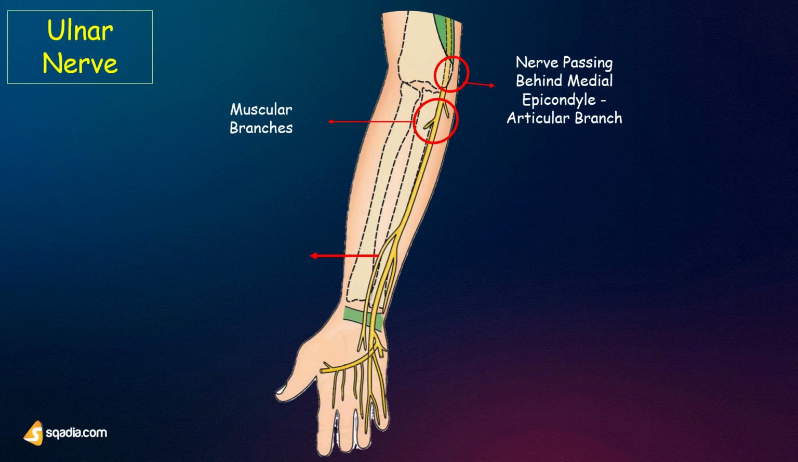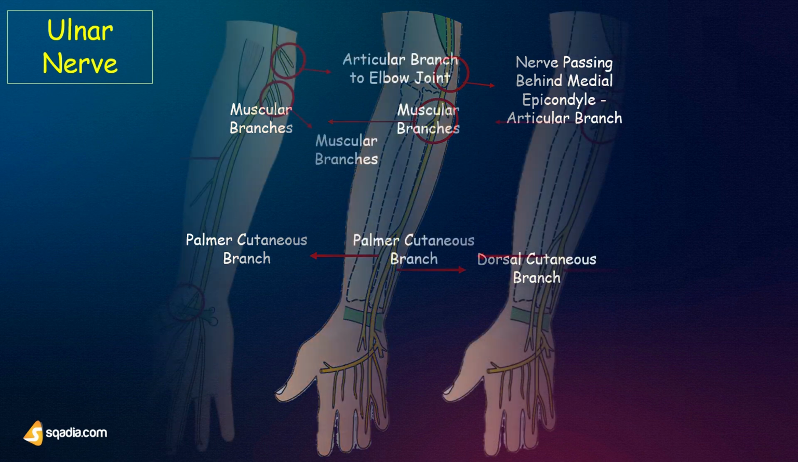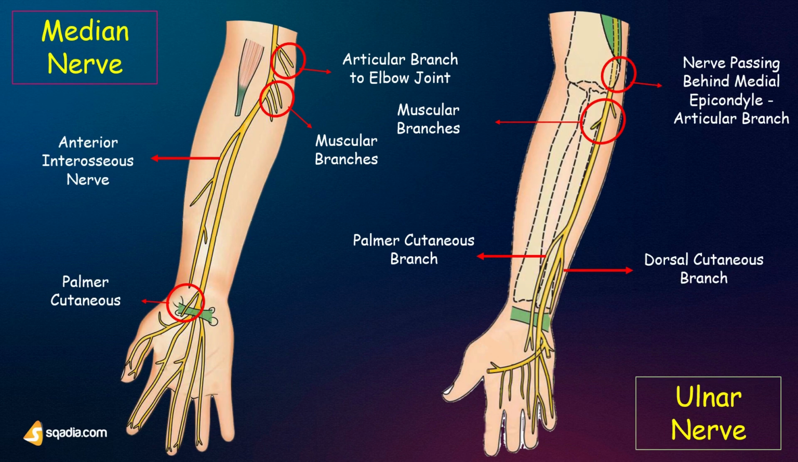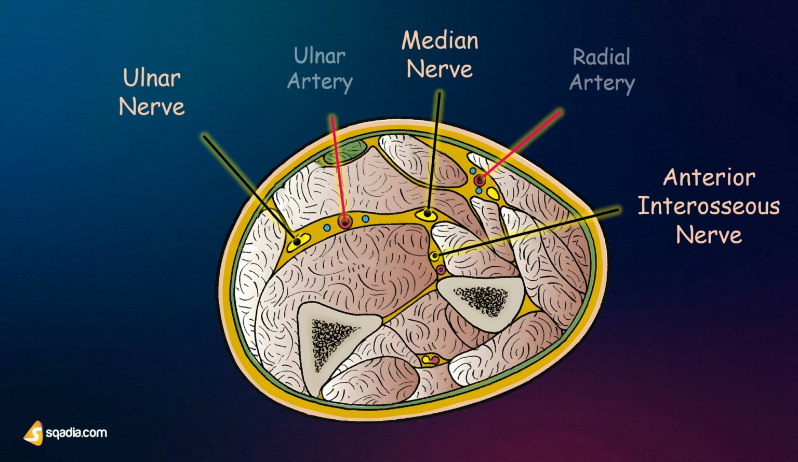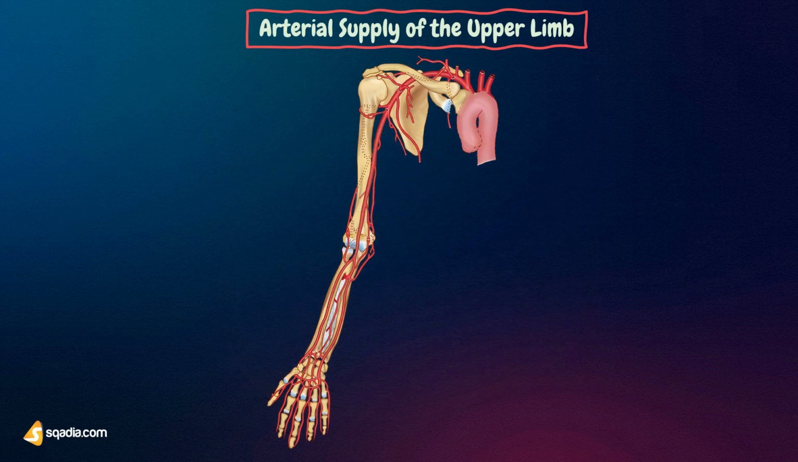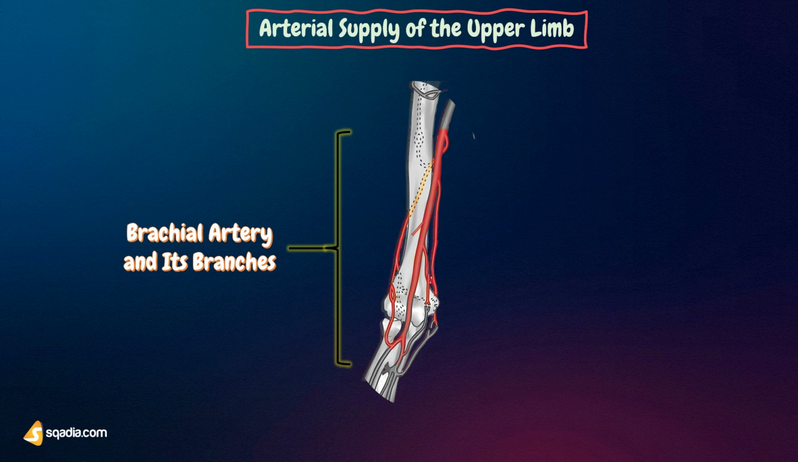It also gives an articular branch to the elbow joint. The muscular branch supplies the flexor carpi ulnaris and the medial half of the flexor digitorum profundus. The ulnar nerve also gives 2 cutaneous branches to the palmar and dorsal surface of the hand. That is all about the 2 nerves in the anterior compartment of the arm. Let's get right to it and discuss the arteries in the forearm's anterior compartment.